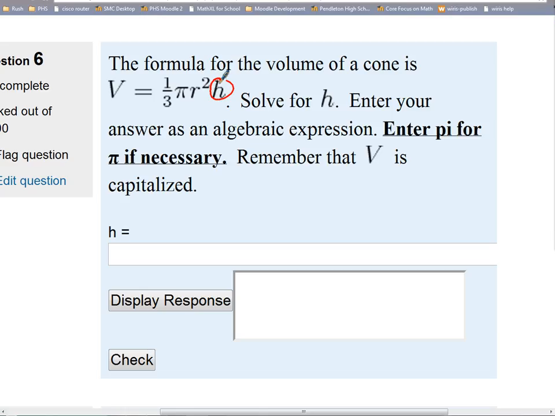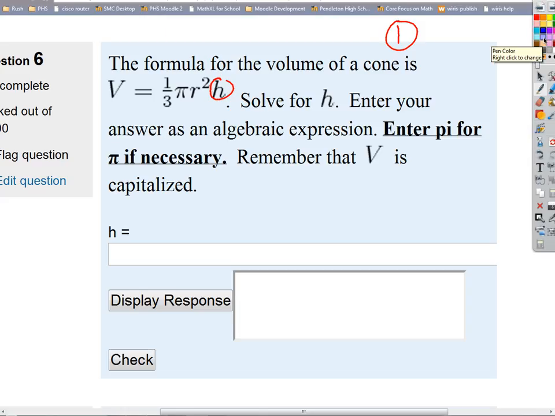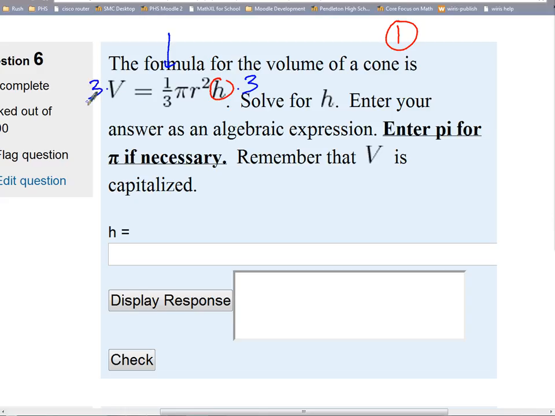What's one thing I've got to do to both sides? Let's break this into steps. Step 1. What's one thing I've got to do to isolate that h on the right side of the equation? Suggestions? Wouldn't you have to times by the reciprocal of 1/3? I'm going to multiply by 3. Good. I want to get rid of the 1/3. And so I'm going to multiply both sides by 3, right? And that's going to cancel the 1/3, right?